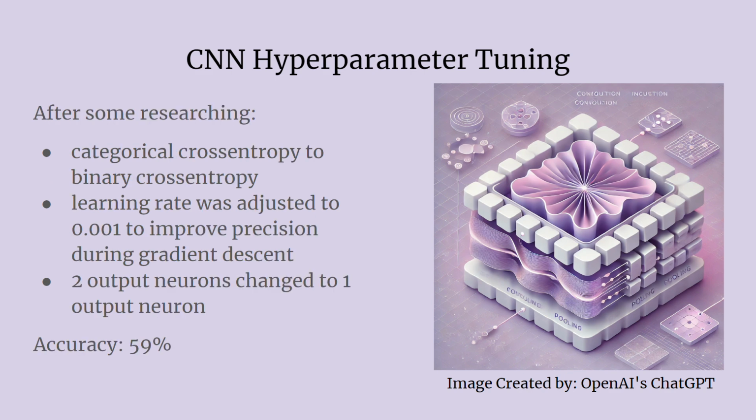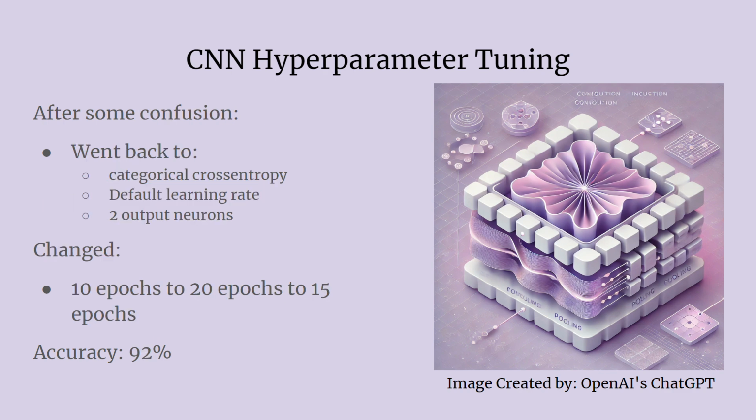After some researching, I changed the loss function from categorical cross entropy to binary cross entropy, as this is a binary classification task. I also changed the learning rate to 0.001 to improve precision during gradient descent. And lastly, I changed the number of neurons in the output layer from 2 to 1. This gave me an accuracy of 59%, which is much worse than I had previously. I think the main culprit of this was the learning rate being adjusted, so I will discuss this in future slides.